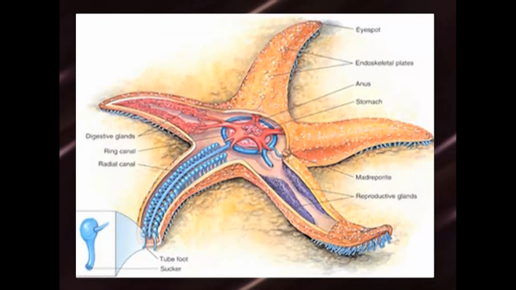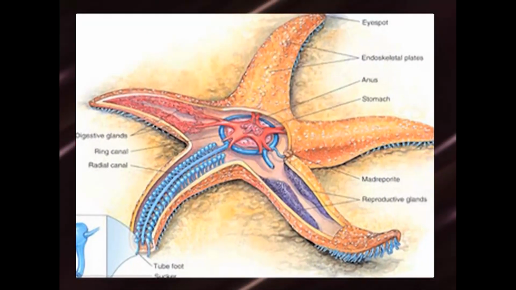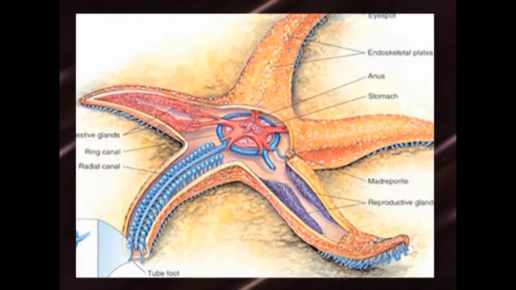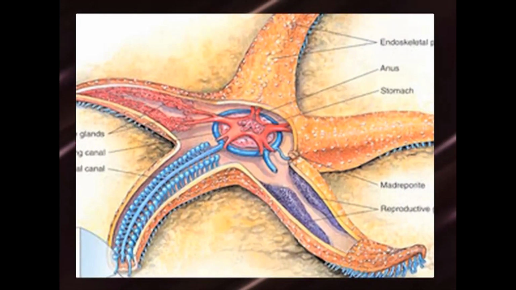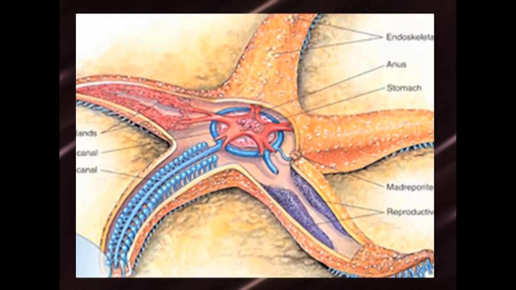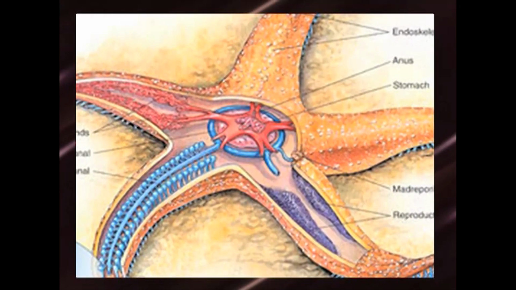The two surfaces of the asteroid are readily distinguishable. The undersurface, known as the oral, ambulacral or actinal, is marked by the mouth and 5 deep ambulacral grooves along the arms. In each of these grooves, one of the 5 radial water vessels is placed, and from it arise tubular offshoots known as the tube feet.